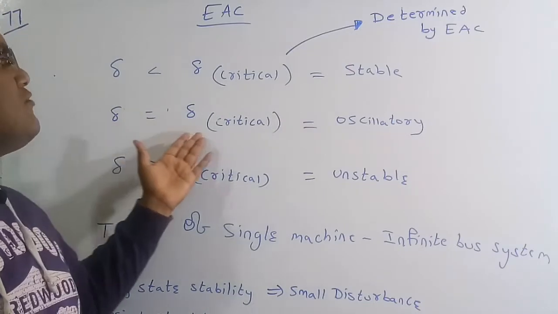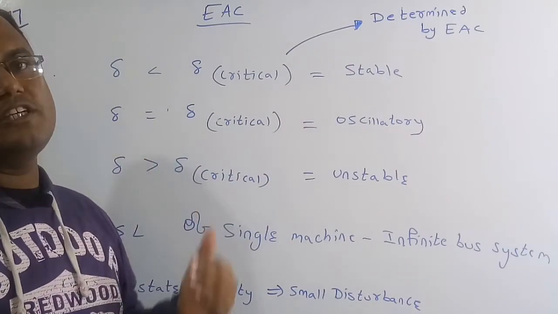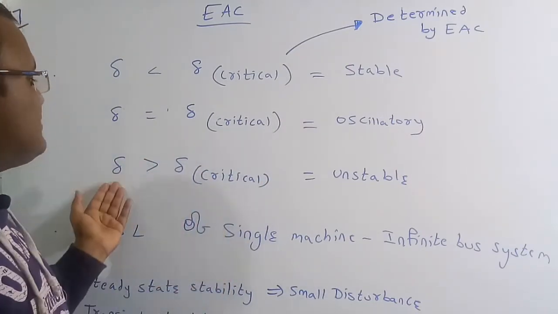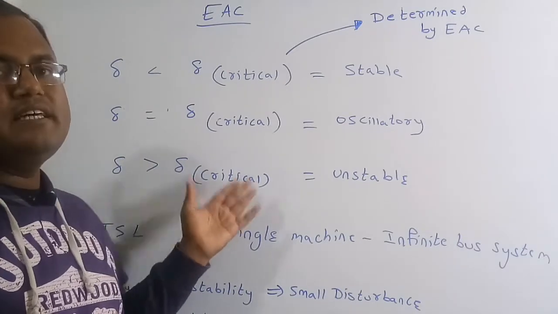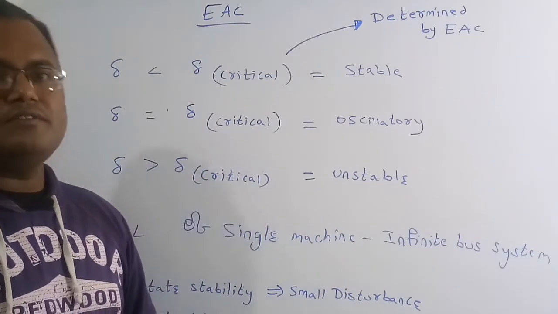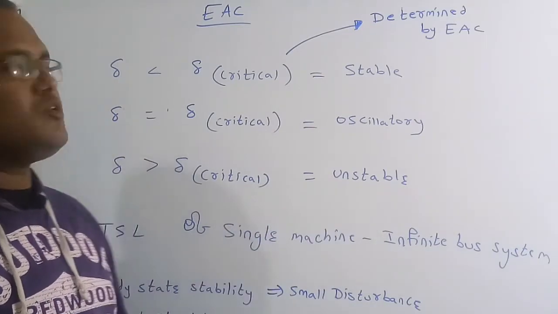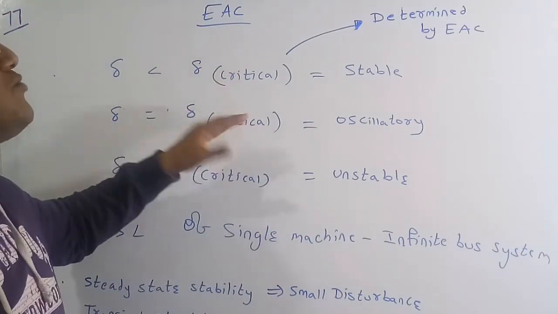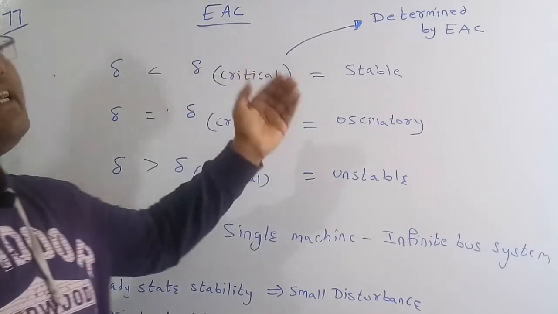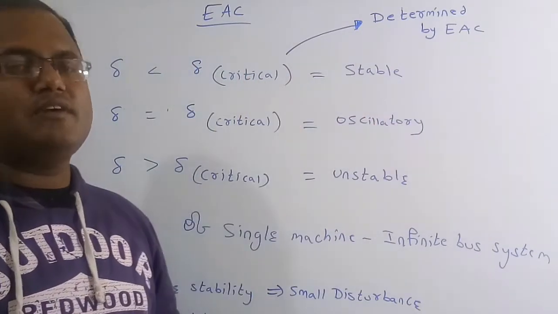If delta is nearly equal to delta critical, the system is said to be an oscillatory system. But if delta is greater than delta critical, there is no synchronism. Because the synchronism is lost, we can say the system is said to be an unstable system. All these critical values we can easily figure out with the help of equal area criteria. It is basically a graphical method.